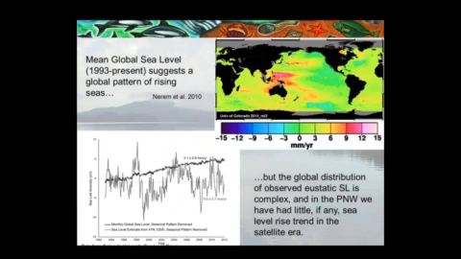But once you start to look in detail at the global distribution of observed eustatic sea level, it's really complex. So we have this really nice, clear global average sea level rise curve of 3 millimeters per year over the last 40 years or so. But when you look at the spatial distribution, it's a much more complex picture that emerges. And that's shown in the upper right.